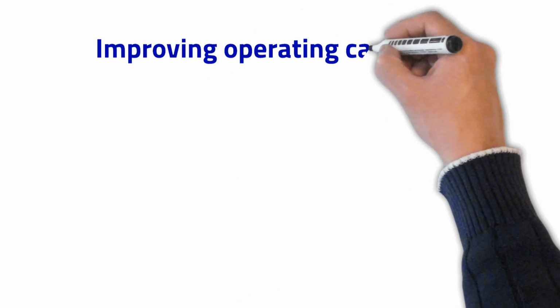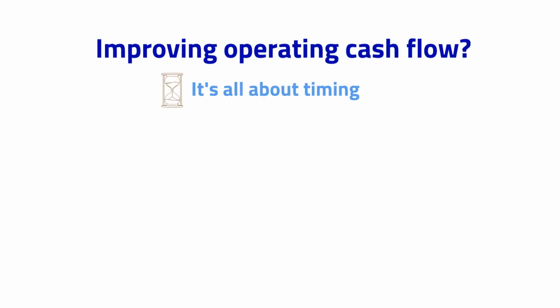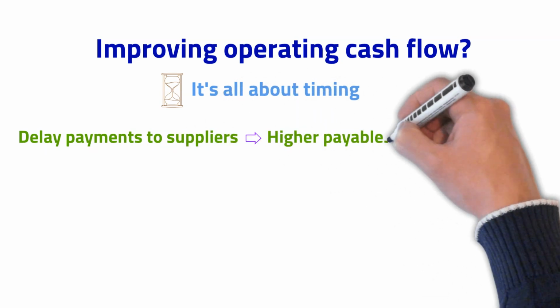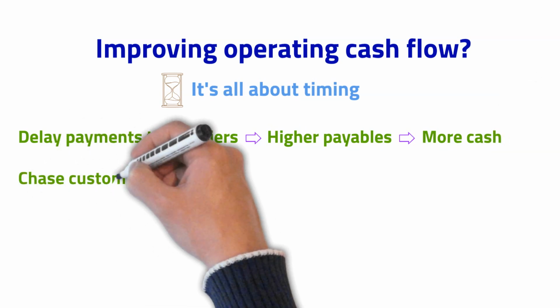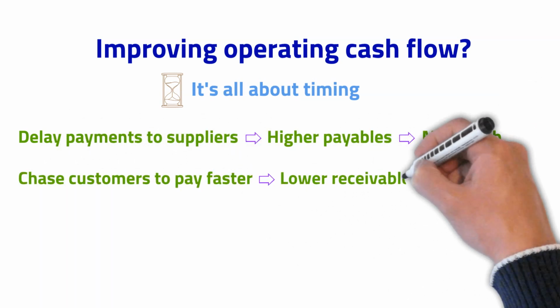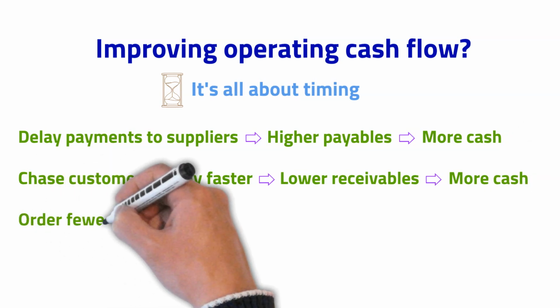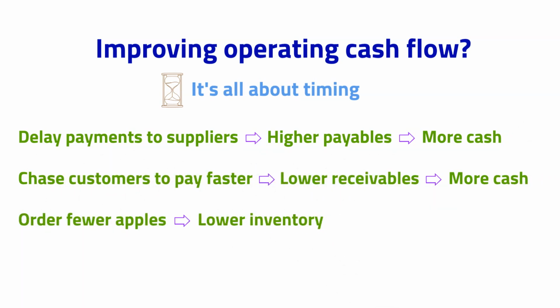What could we have done to improve our operating cash flow? For example, could we have delayed payments to our supplier? Yes, that would have resulted in higher payables and saved cash. We could have also pushed our customers to pay faster, or buy less inventory, or sell our receivable to a factoring company. But this is a topic for a separate lesson.